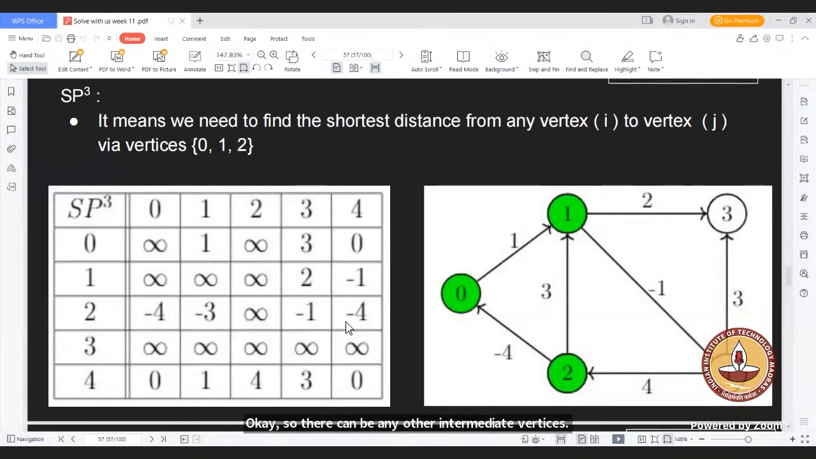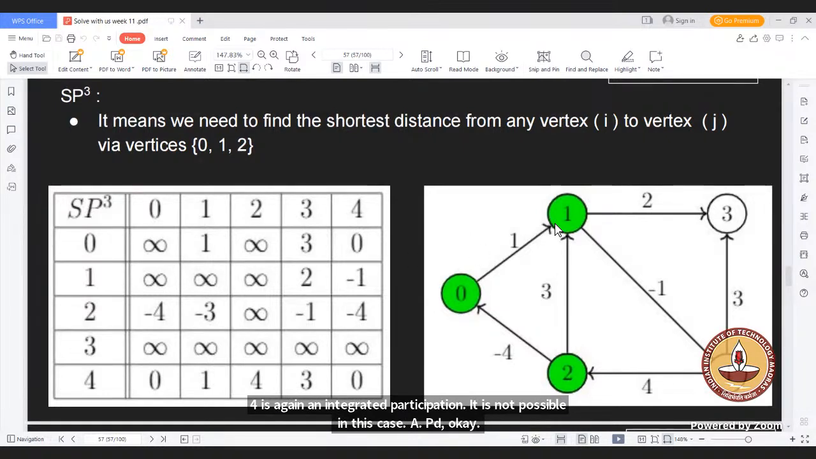And we can see from 1, we can't go to 0, correct? Like 1 we can go to 0 via 1 to 4, 4 to 2 and 2 to 0, right? But 4 can't be an intermediate vertex, correct? So from 1 we can't go to 0 in SP3. From 1 we can't go to 1 again, because to travel to 1 again we have to go 1 to 4, 4 to 2 and 2 to 1. Since 4 is again an intermediate vertex, it is not possible in this case, SP3. So 1 to 1 will be infinity again.